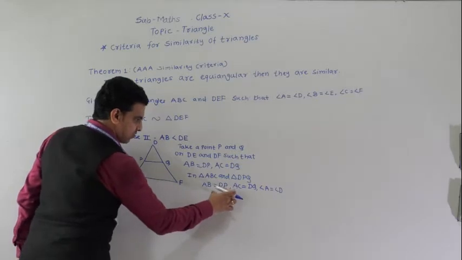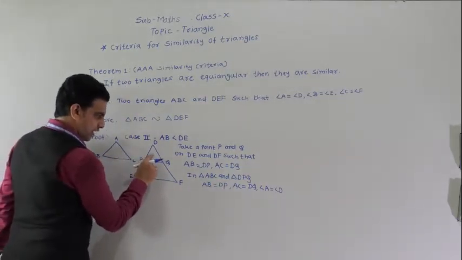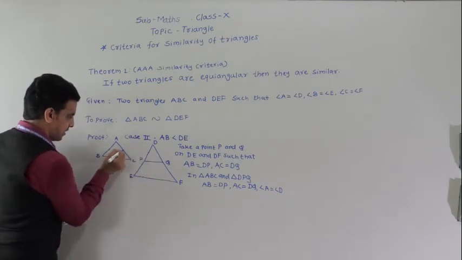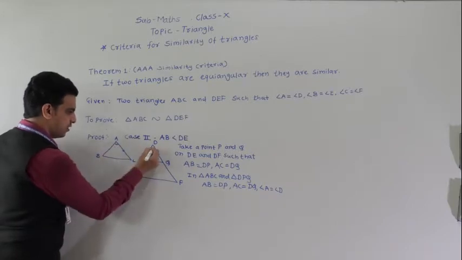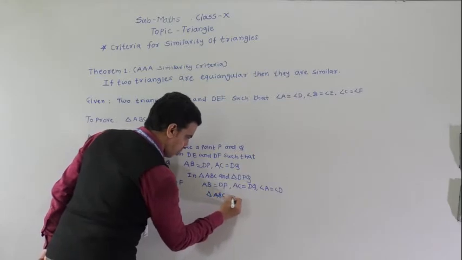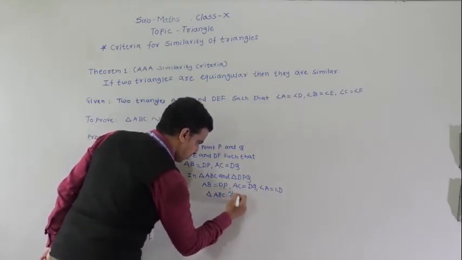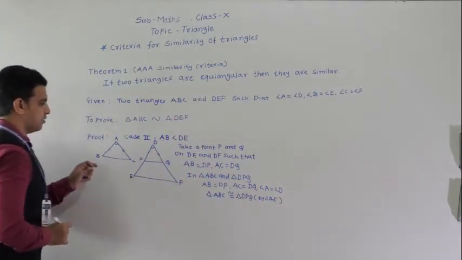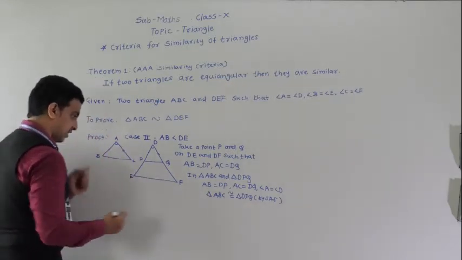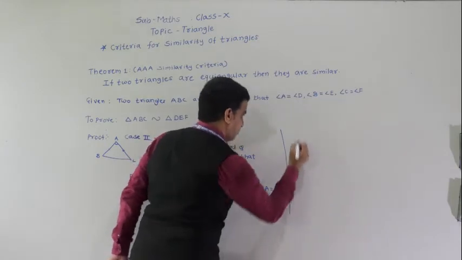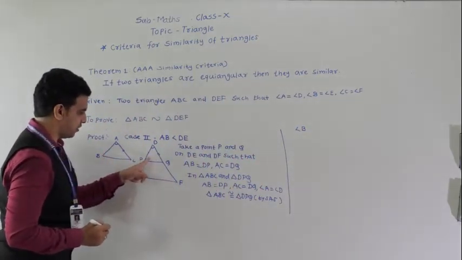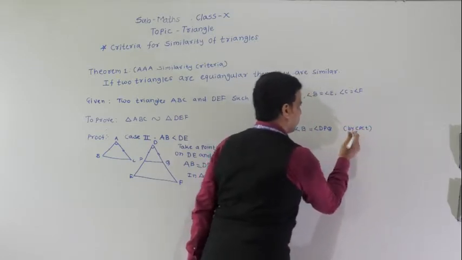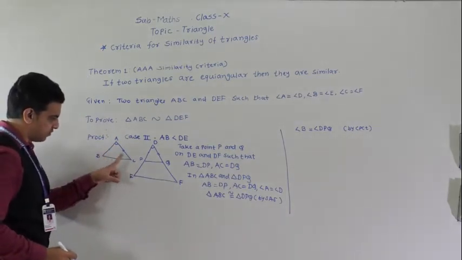Now by using this we can say that triangle ABC is congruent to triangle DPQ. By which criteria here? By SAS criteria, because AB is equal to DP, AC is equal to DQ, and angle A is equal to angle D. So triangle ABC is congruent to triangle DPQ by SAS criteria. Okay, now here we can write angle B is equal to angle DPQ by CPCT. CPCT means corresponding parts of congruent triangles. So by CPCT we can write angle B is equal to angle DPQ.